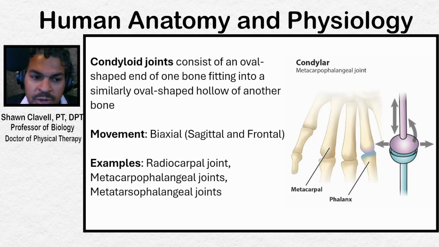A condyloid joint is an articulation where there's a shallow depression at the end of one bone, which articulates with a rounded structure from an adjacent bone. The knuckles, right, your metacarpophalangeal joints, where your big knuckles are, are examples of condyloid joints.